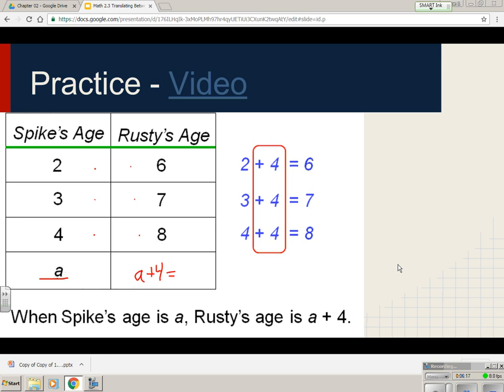Okay? Now, does that make sense? Actually, there's no equal sign, so no, it doesn't. Now it makes sense. Okay? Rusty is A plus 4, and A being Spike's age. So to know how old Rusty is, you just put Spike's age in. Let's say Spike was 12. If we changed A here with 12, all we would have to do on the right side is change A with 12. And 12 plus 4 would give you 16. So you can figure that out using the equation.